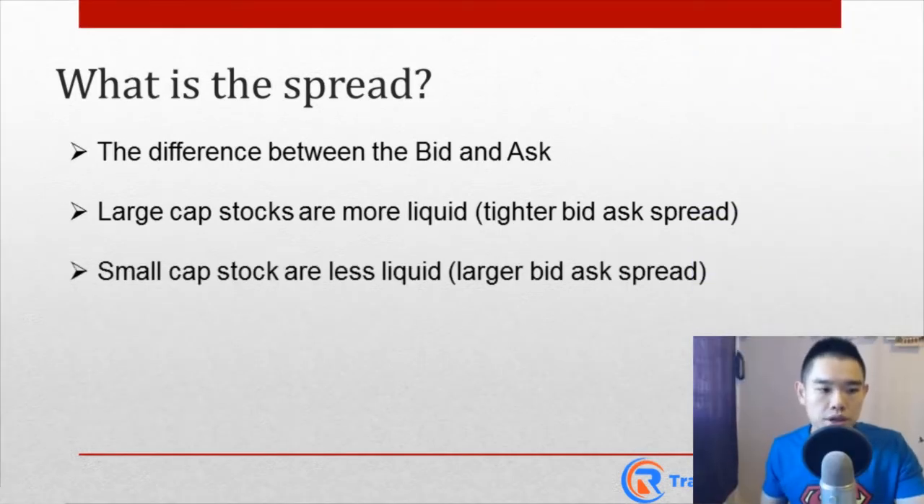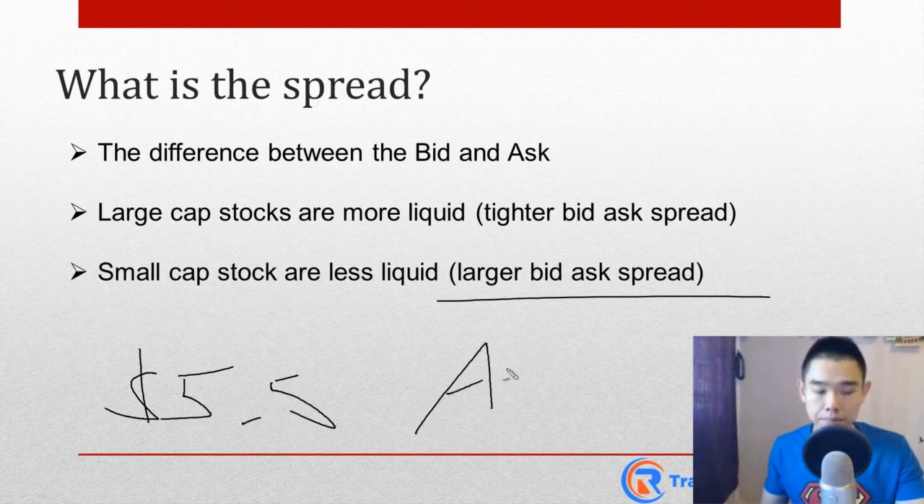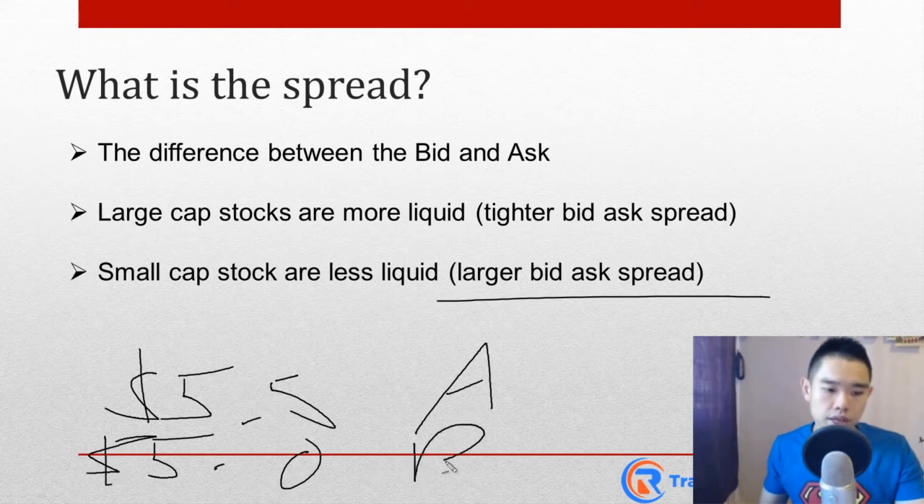But let's say you deal with a small cap stock. They are usually less liquid and you can expect a larger bid-ask spread. And this would be a higher transaction cost to you. So for example, a stock of, let's say, $5.50, this is the ask, an example. And the bid is $5. So you can see that the bid-ask spread now is 50 cents.